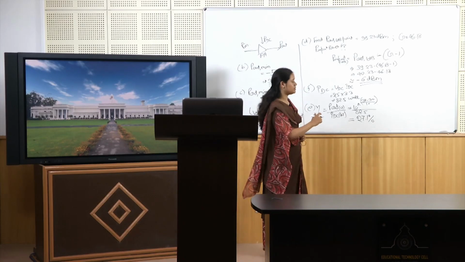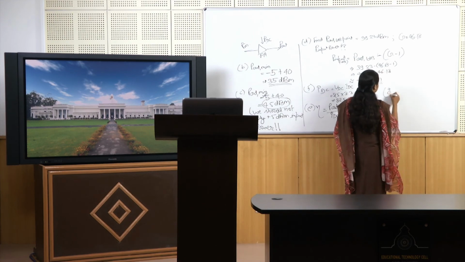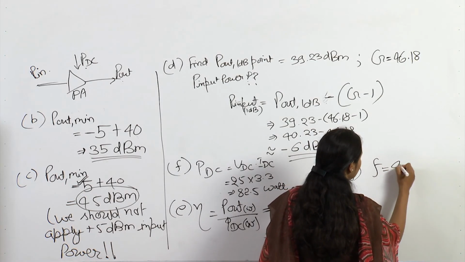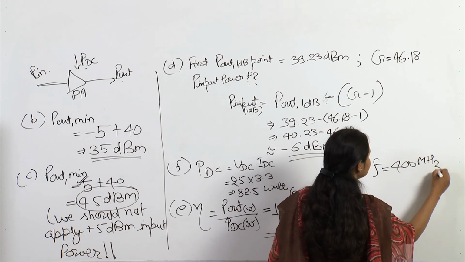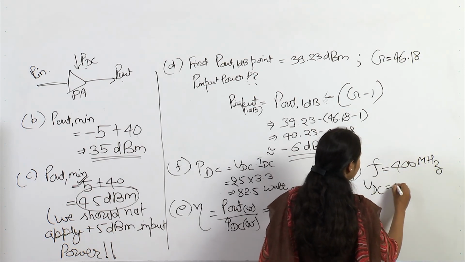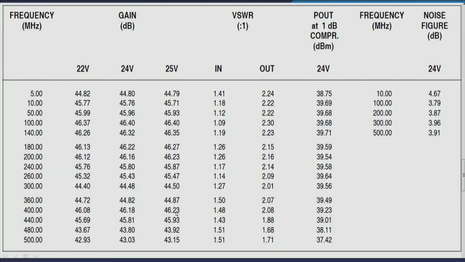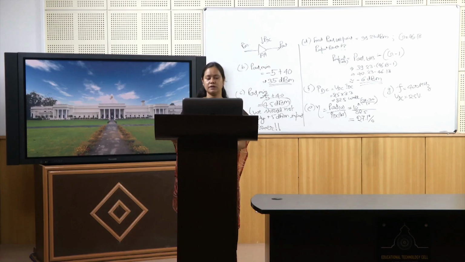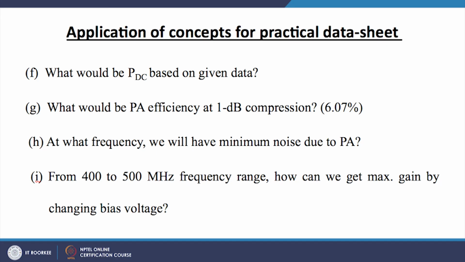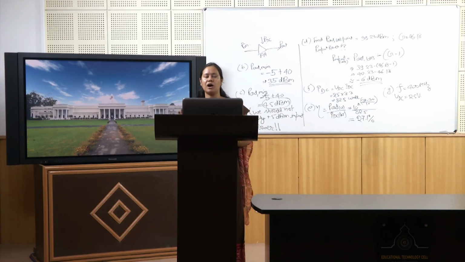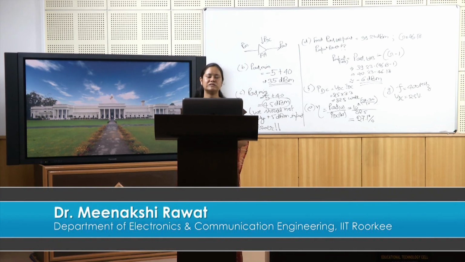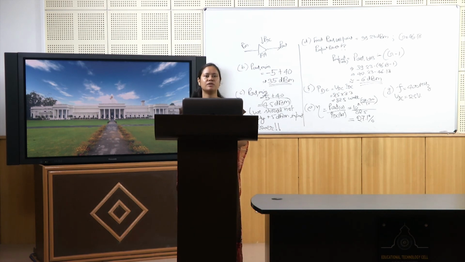So for the last portion, F should be 400 megahertz, and the voltage VDC should be applied as 25 volts. By that you will have the maximum gain of 46.23. So by using this kind of datasheet, you can select your power amplifier accordingly. In the next lecture we will see how we can combine different kinds of power amplifiers to achieve a particular output power or a particular gain, and what the impact will be on its nonlinearity in that case. Thank you.